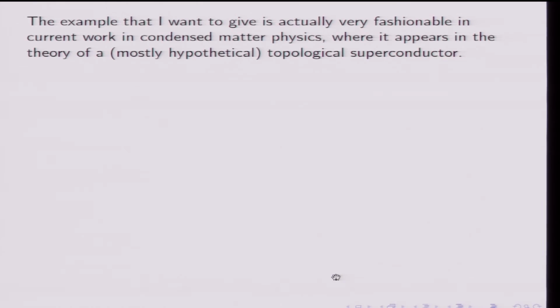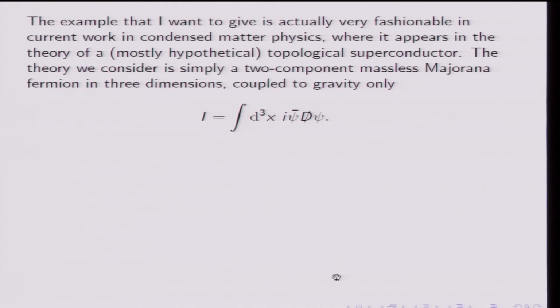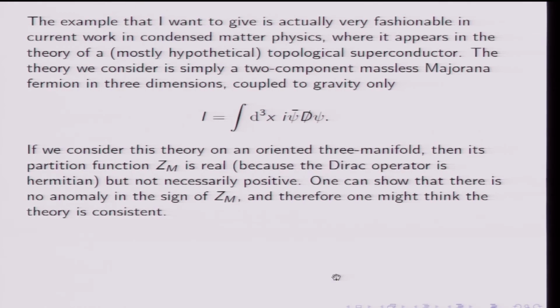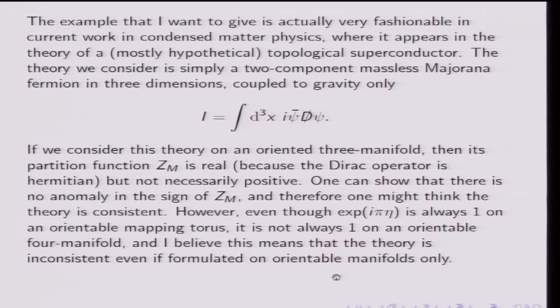The example I want to give is actually very fashionable in condensed matter physics nowadays, where it appears in the theory of a mostly hypothetical material called a topological superconductor. So the theory is a 2-component massless Majorana fermion in 3 dimensions, coupled to gravity only. If you consider this theory on an oriented 3 manifold, its partition function is real but not necessarily positive. You can show that there's no global anomaly. And therefore, based on anomalies only, you'd think the theory is consistent. But I believe it's actually inconsistent, because e to the i pi eta is not always 1 for a general orientable 4 manifold.